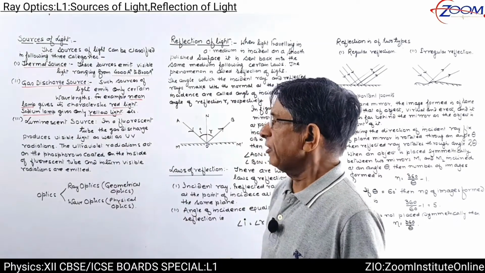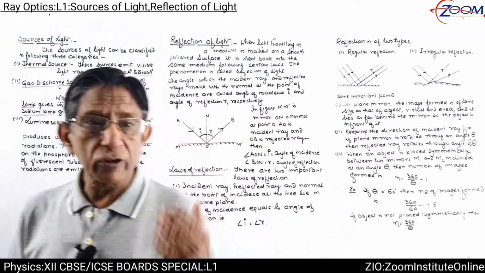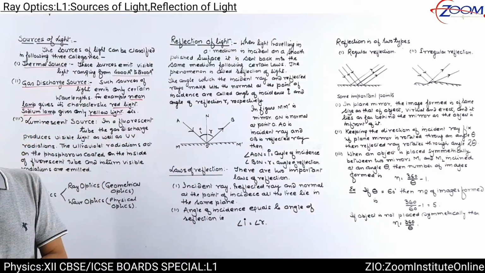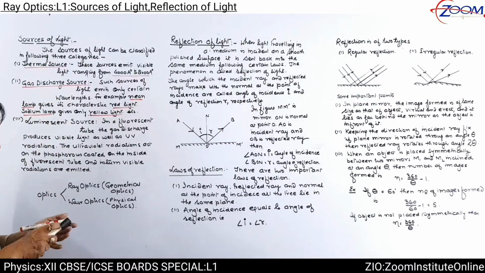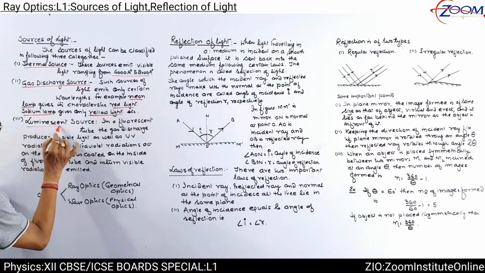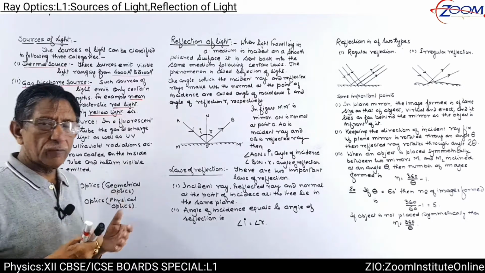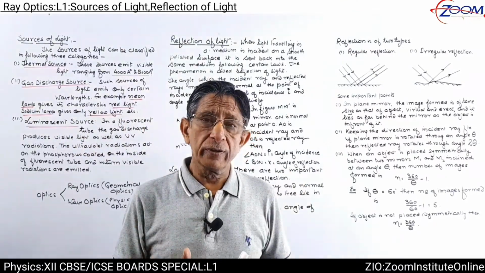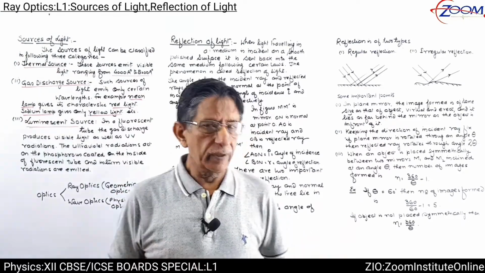And the last one is luminescent sources. They emit visible light along with ultraviolet radiation. So, dear students, sources of light are of three types. Number one, thermal source. Number two, gas discharge source. And number three is luminescent source. The important ones are the thermal source and the gas discharge sources, because thermal source emits light of all wavelengths and gas discharge sources like neon lamp, sodium lamp, are used in various experiments.